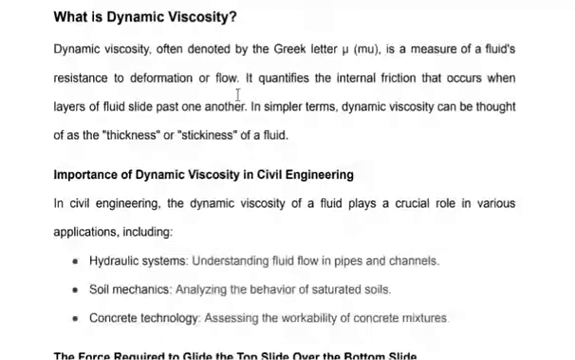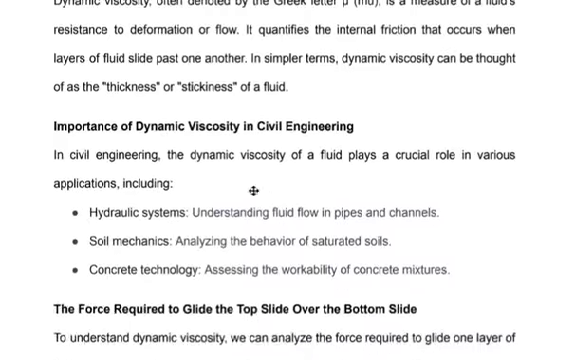What is dynamic viscosity? Dynamic viscosity, often denoted by the Greek letter mu, is a measure of a fluid's resistance to deformation or flow. It quantifies the internal friction that occurs when layers of fluid slide past one another. In simpler terms, dynamic viscosity can be thought of as the thickness or stickiness of a fluid.